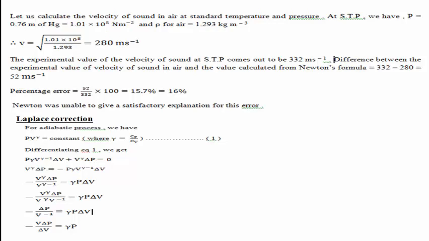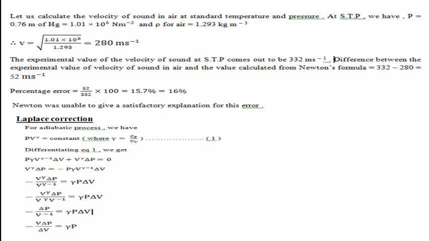How much is that error? This error is nearly 52 meter per second. If you want to calculate this error as a percentage error, it comes to nearer to 16%. And a 16% error in physics is very large, so you cannot neglect it. But Newton was unable to explain this error. This error was later corrected by Laplace.